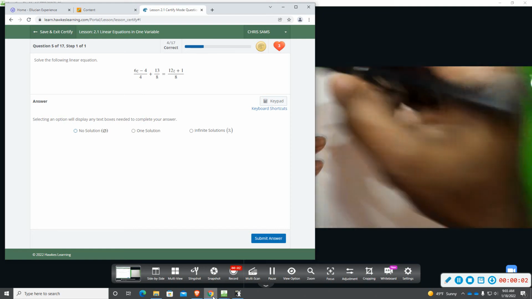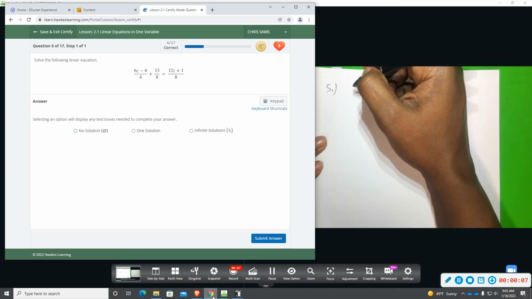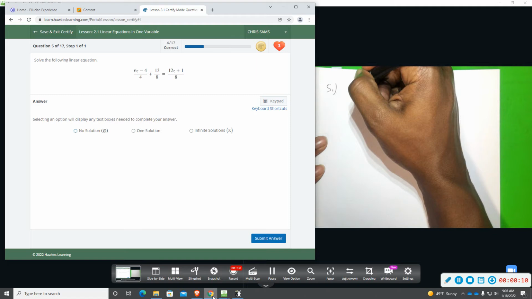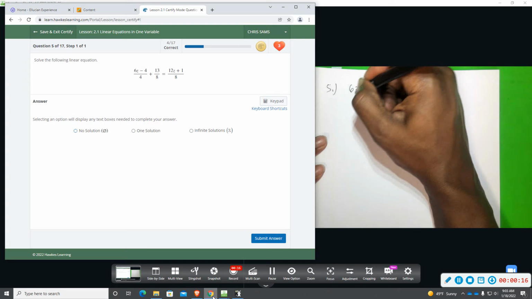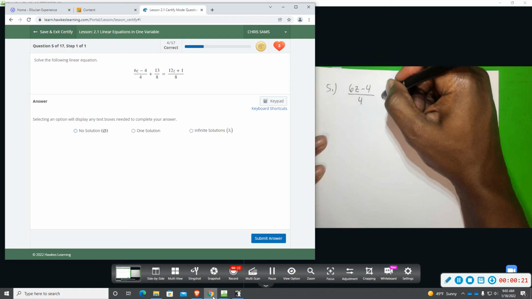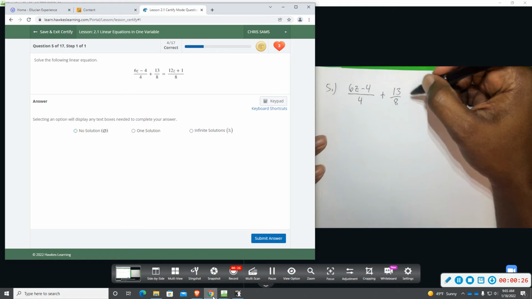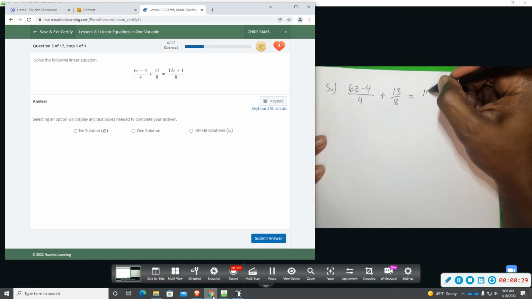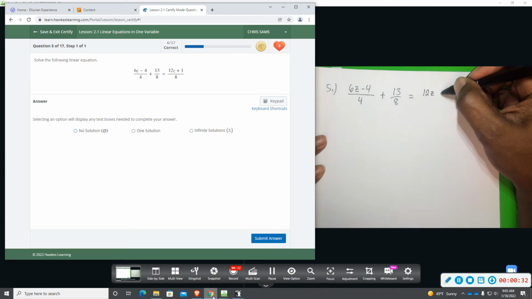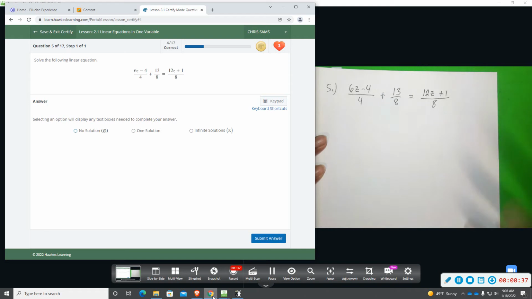Okay, number 5 looks very similar to the previous problem, but there's a different number there in the middle, but let's see what happens here. So we have (6z minus 4) all divided by 4, and then plus 13 divided by 8, and then this is equal to (12z plus 1) all divided by 8. Okay, so again, very similar to the previous problem we just worked.